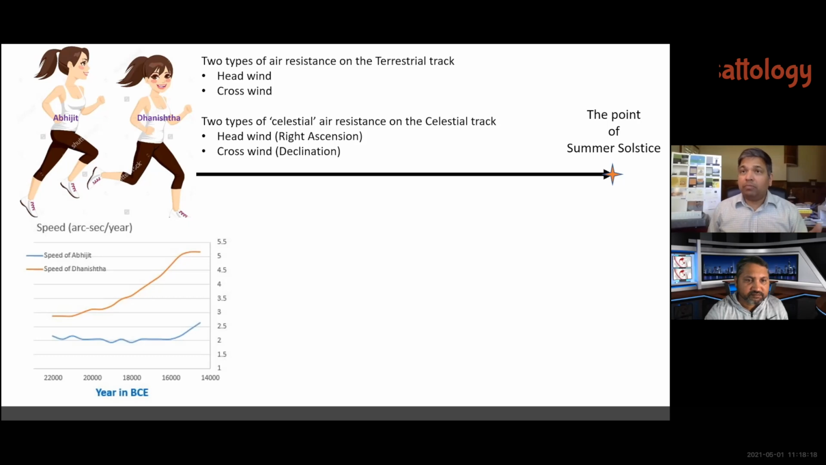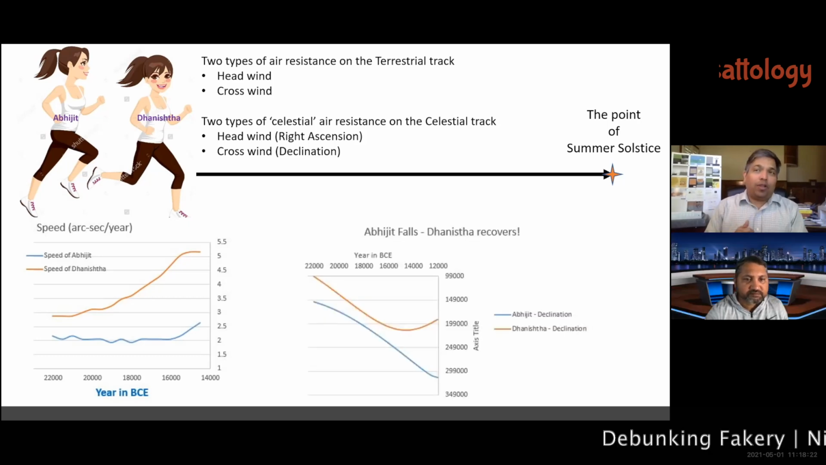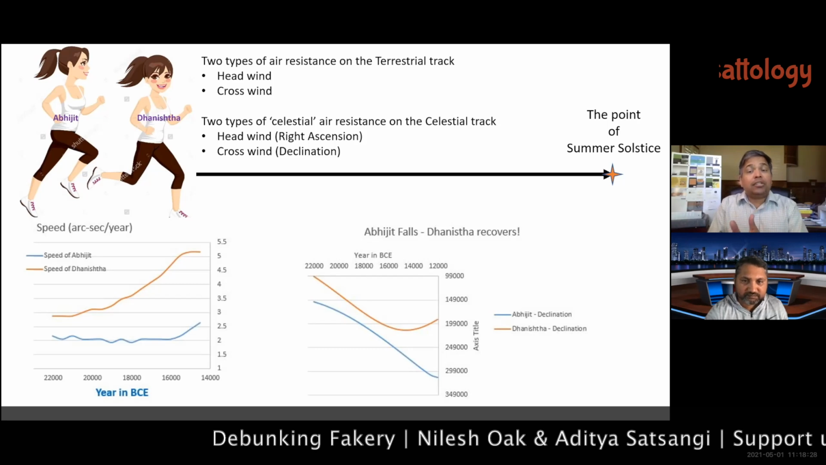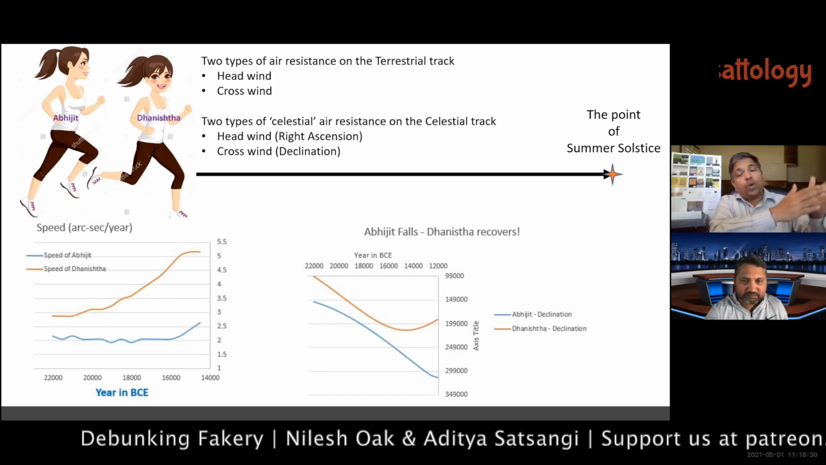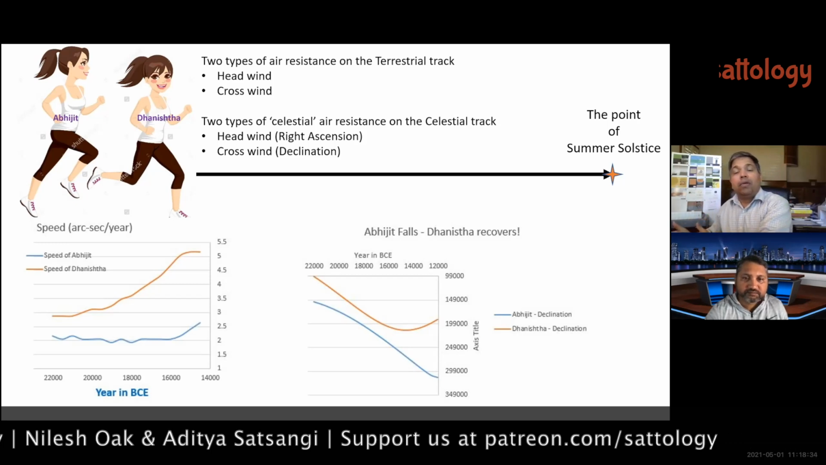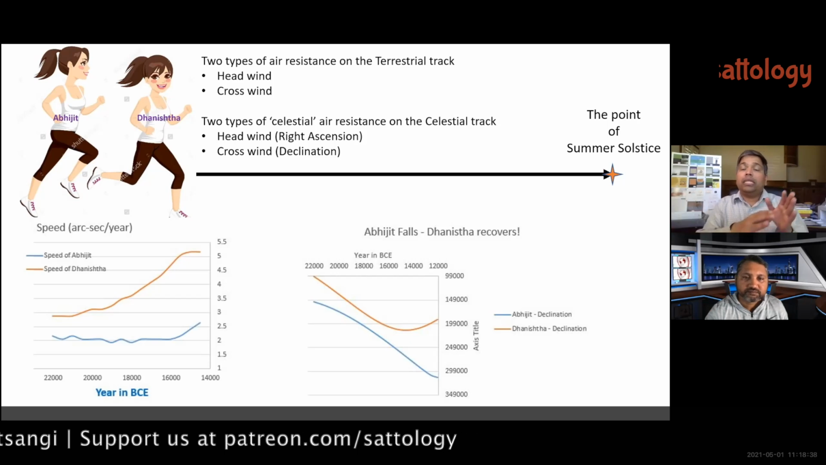Now that actually helped Dhanishta too, which is this. This is Abhijit's fall. It's literal and also metaphorical. So what happened is, remember, they have to remain in their track also. So once they started drifting from their tracks, fortunately, Dhanishta recovered at some point.